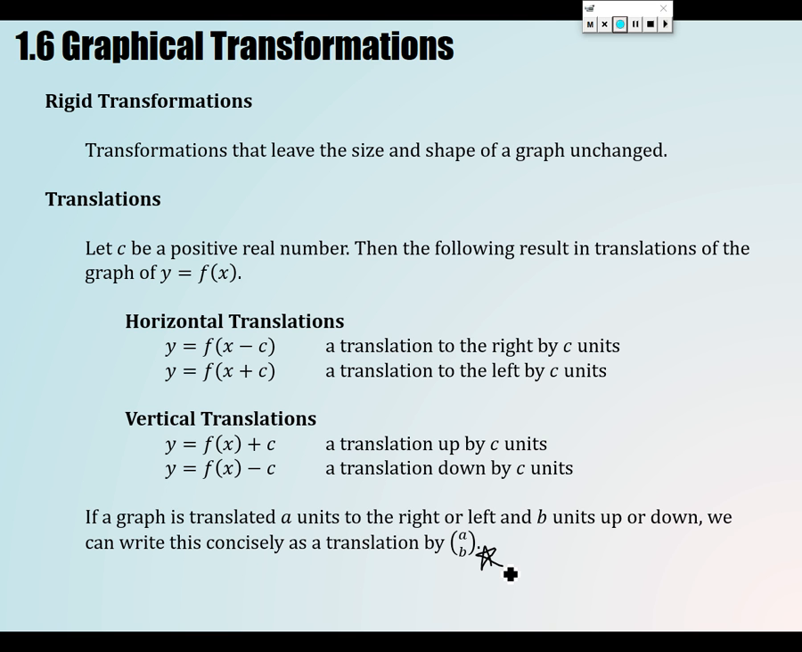A, the top number, will be a left-right move, depending on whether it's positive or negative, and the B value, the one below it, will be an up-down move, depending on whether it's positive or negative. It's just a really succinct way of saying, boom, translate the graph like that, boom.